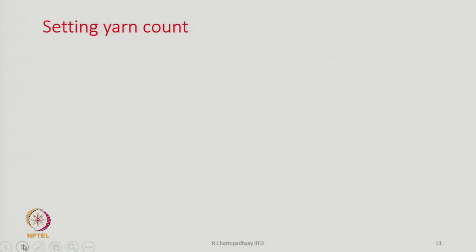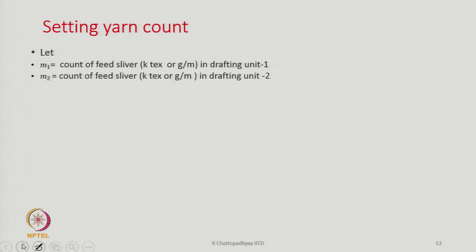Now, we are going to discuss setting of yarn count, that is how to set a particular count of yarn that we want to produce. Let M1 be the count of feed fibers in drafting unit 1. So, there are 2 drafting units. From drafting unit 1, let us say the count of feed fiber is M1, and M2 is the count of feed fiber in drafting unit 2, which is going to form sheath fibers.